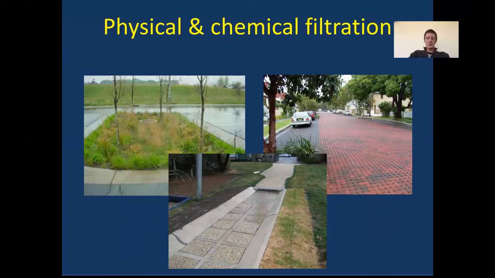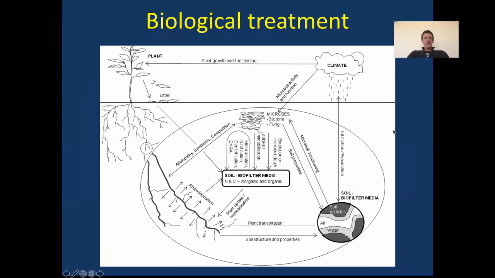Or we might use more sophisticated physical and chemical filtration. Here we've got systems with a permeable pavement, and under that some granular filtration media, a similar type of system here under this permeable pavement. And then through to sophisticated biological treatment processes, such as you see in constructed stormwater wetlands or bioretention systems, often called rain gardens, where we're relying on plants and microbial communities to do a lot of the treatment for us.